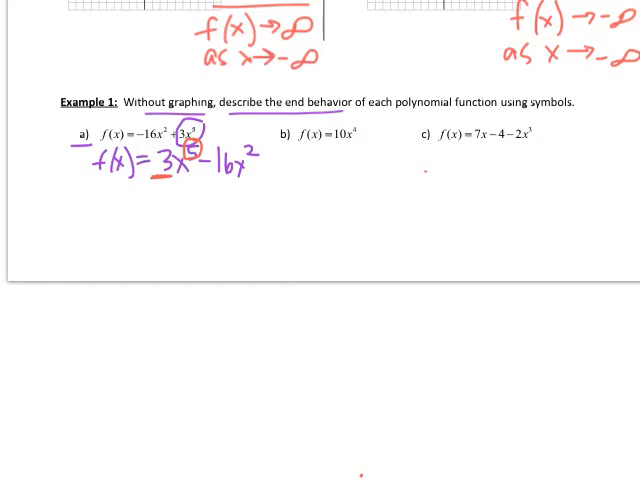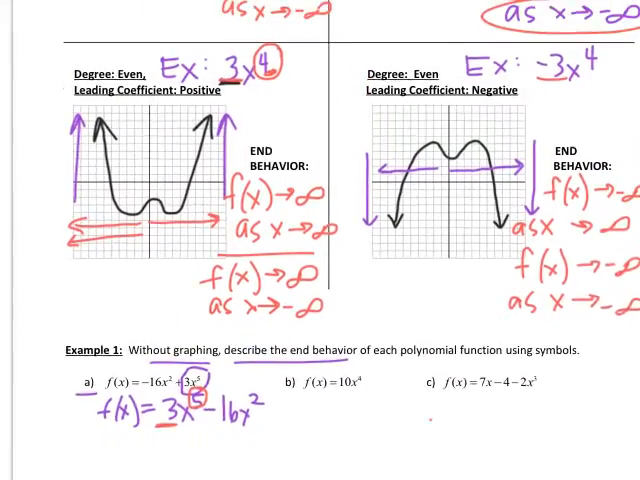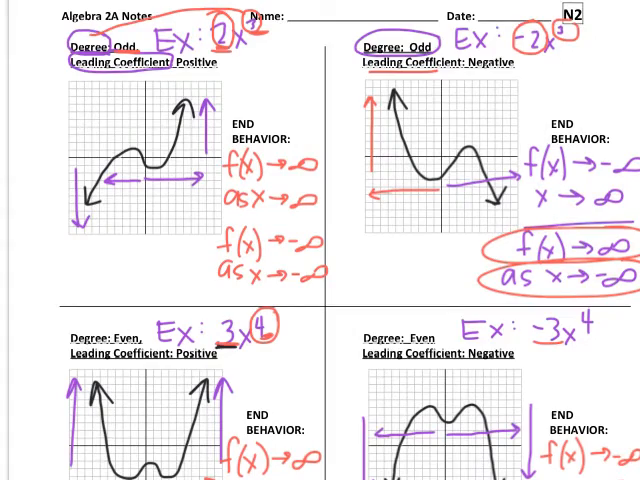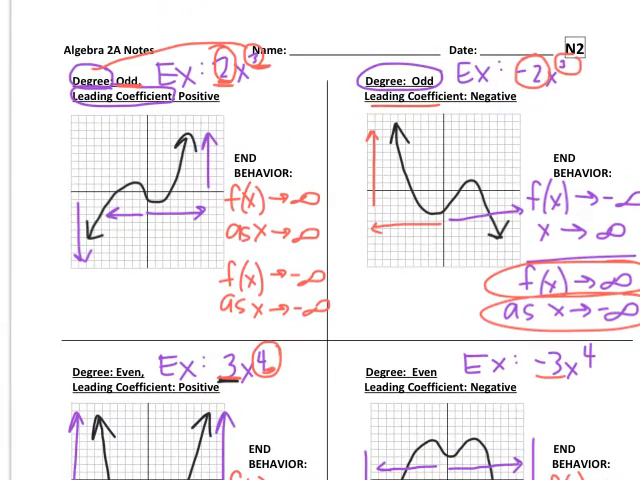So if we go back up to our table, we want to find the positive leading coefficient and the odd degree. And it would look kind of like this one, and that's what the end behavior is going to be. So we want to answer problem A with this information. So as x approaches infinity, the graph goes up. As x approaches negative infinity, the end behavior will be going toward negative infinity.